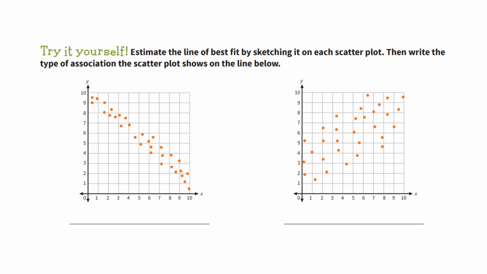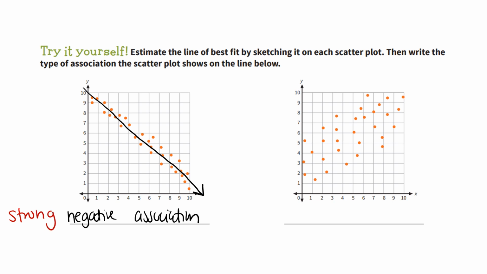Try it yourself. Estimate the line of best fit by sketching it on each scatter plot. Then write the type of association the scatter plot shows on the line below. So again, we want our line to run through the middle of the data points. That line is going in a downward pattern, so we would say it is a negative association. Those points are close together on that line, so we would say it is a strong negative association.